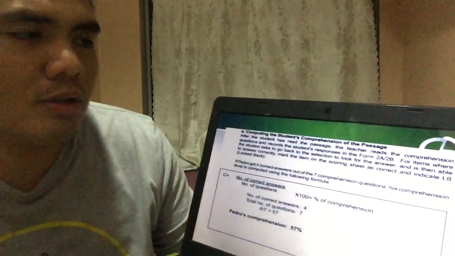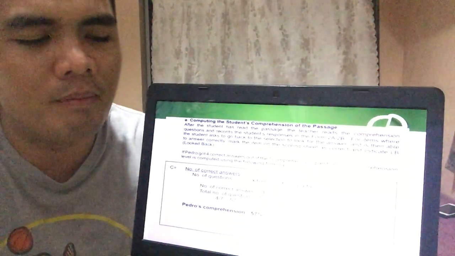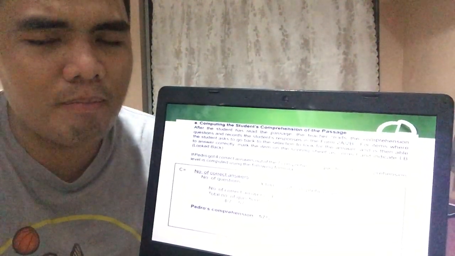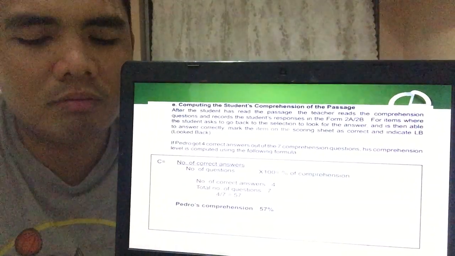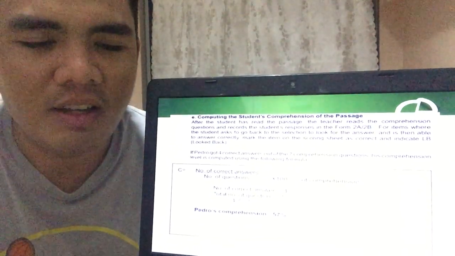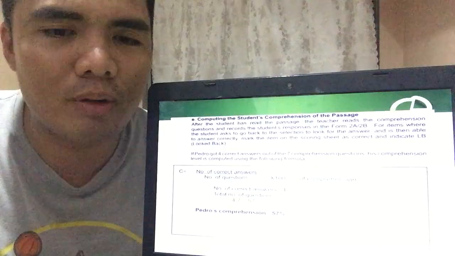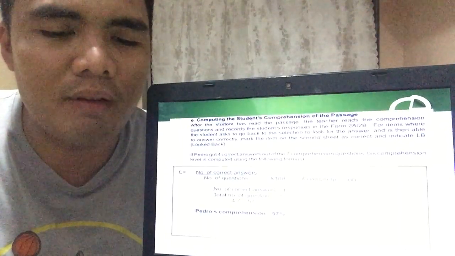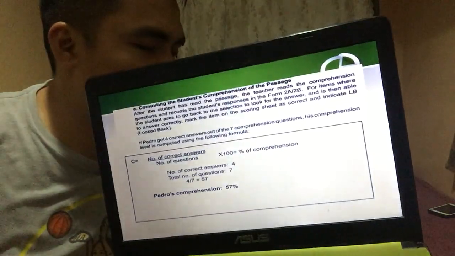Another one, computing the student's comprehension of the passage. Of course, this is now based on the correct answers. These are simple tests, but this will help you as reading teachers. Now, my thoughts on this test: it was not that easy. Hopefully makatulong ito sa inyo. Hopefully this will be a help for most of you when you are having your case study, especially when you have this kid.